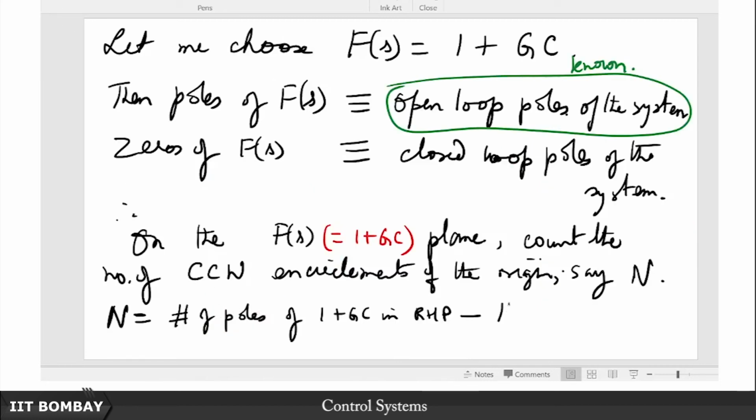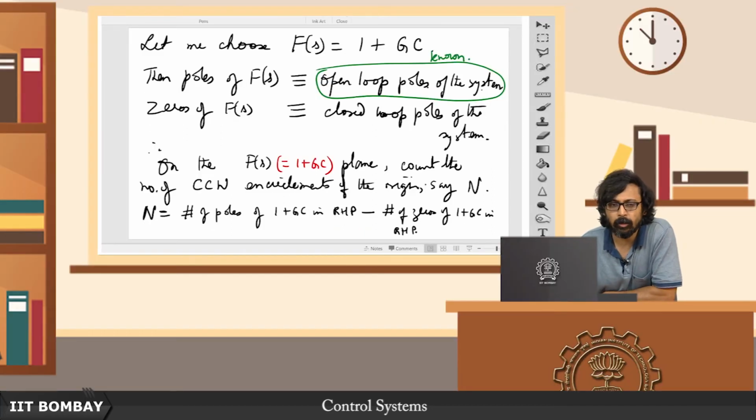Minus the number of zeros of 1 plus GC in the RHP, right? But what do we know about the poles of 1 plus GC? As we have already defined here, the poles of 1 plus GC, that is F(s), are nothing but the open loop poles of the system, and the zeros of F(s), that is 1 plus GC, happen to be the closed loop poles of the system.